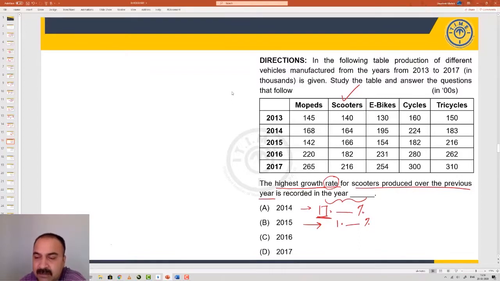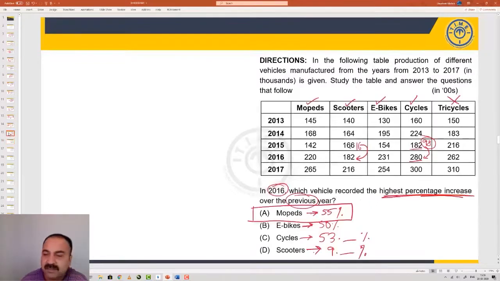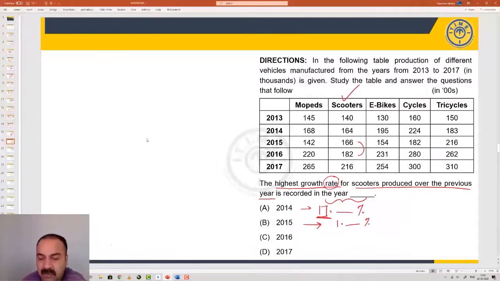Look at 2016, a growth from 166 to 182. What is the growth? I think we have done this calculation just one step back, and that particular growth for scooters was close to 9%. Remember this? Scooters, we did in the previous question, 9%. So we will not spend extra time in doing this. For scooters, that is going to be 9 point something percent. 17 point something, 1 point something, 9 point something.